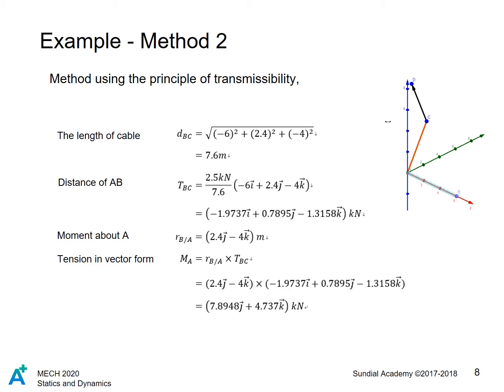However, the radius vector is taken from the point on the wall, whereas it was normally from here, it is now, let me switch color for this, from here, forming a vector of 2.4j plus negative 4k. We evaluate the determinant to get the same resultant moment axis as the previous part, thus demonstrating the effect of the principle of transmissibility.